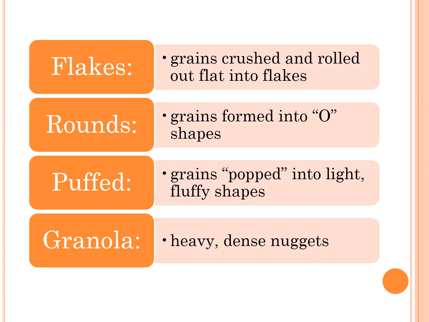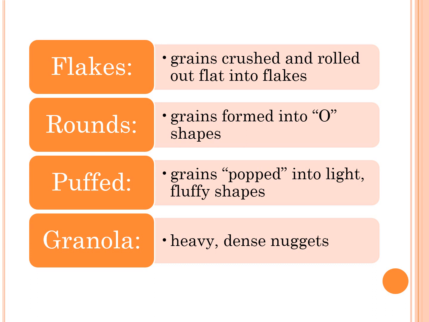Let's talk about breakfast cereals. When we look at cereals, you will see that there are 4 different types. Flakes are grains that are crushed and rolled out flat into flakes. Examples include cornflakes and shredded wheat, which is flaked and formed into biscuits.